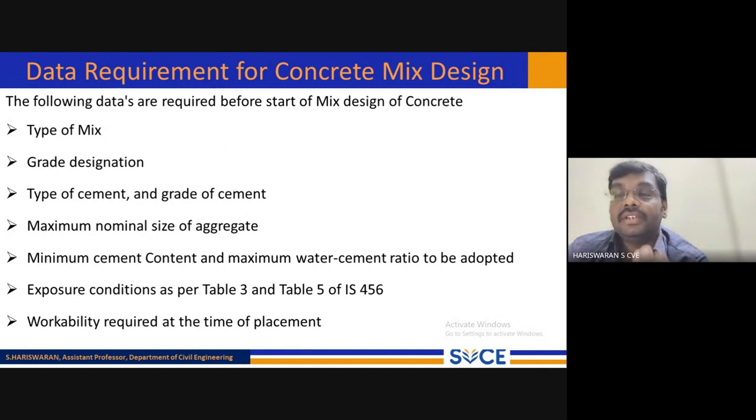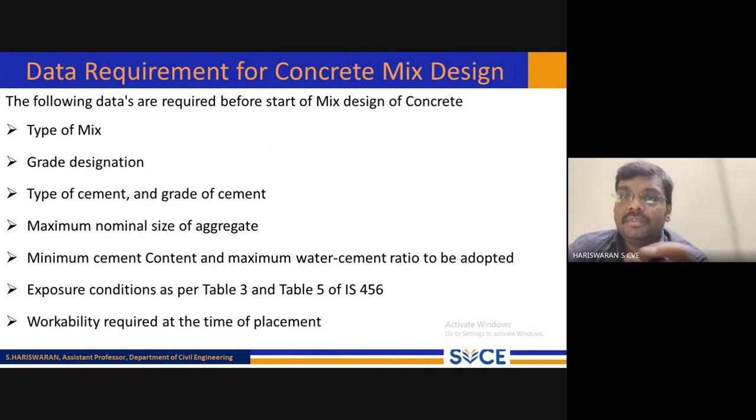What grade of cement are we going to use in our own concrete mix? Then the maximum nominal size of the aggregate. Based on our application, 10 mm jelly or 20 mm or 40 mm, what type of jelly are we going to use in concrete? We simply call it coarse aggregate. Then minimum cement content and the maximum water cement ratio. Cement is much needed. While talking about concrete, the major three ingredients are cement, fine aggregate, and coarse aggregate. In a proper proportion, we have to mix all the things together to achieve the final output.